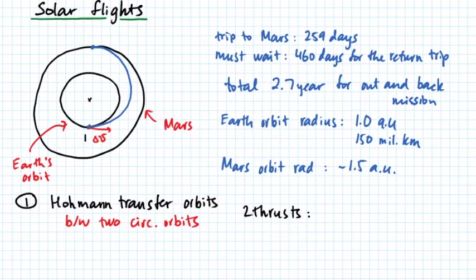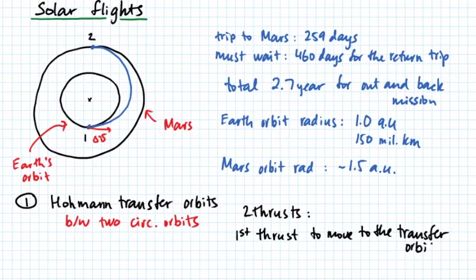First thrust is to move to the transfer orbit, which is shown in blue. Second thrust is to leave the transfer orbit, which would occur at point 2, where you have to give an additional thrust to the spacecraft.